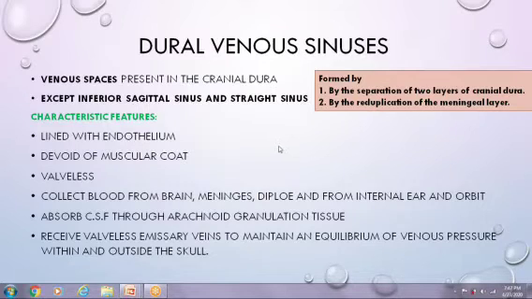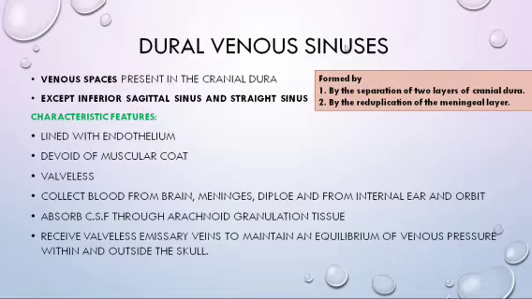Okay. So clear about the characteristic features of the dural venous sinuses. Veins will have muscles, but here muscles are absent. Veins will have valves. Here, valves are absent. Veins will collect only blood, but here, it also collects blood and absorbs CSF. Okay, so clear, no?